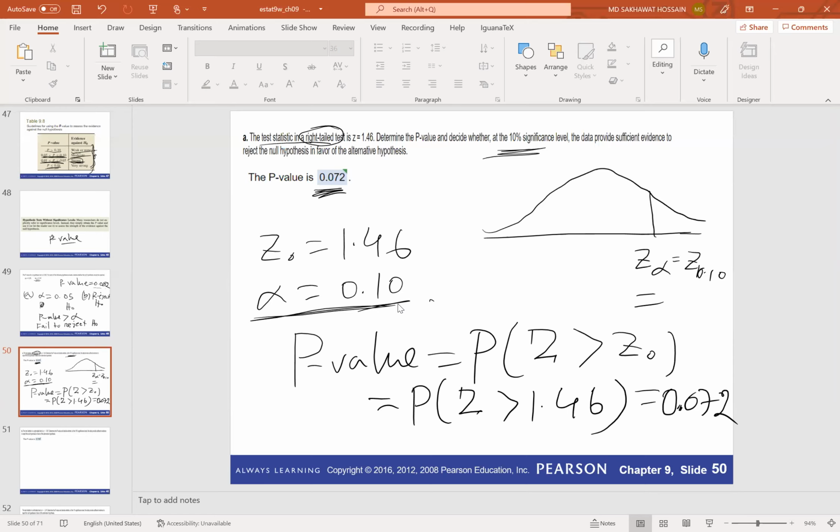Now compare these two values. The p-value is less than alpha, right? Because 0.072 is less than 0.10. So our decision will be to reject the null hypothesis in this case. Do you have any questions?